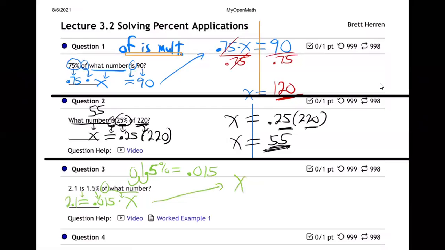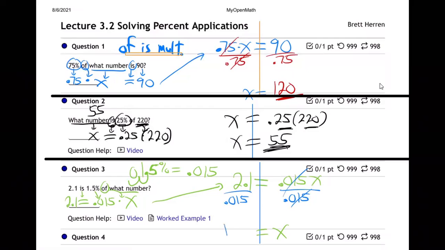Whoops, I just wrote the wrong equation. I can't talk and write. 2.1 equals 0.015x. Okay, there's our equation. And now X is on the right side this time, but whatever, that's fine. X is yelling out what he's always yelling out. I want to be alone, right? So say, okay, divide by the 0.015 to get X alone. Hit the buttons on your calculator.